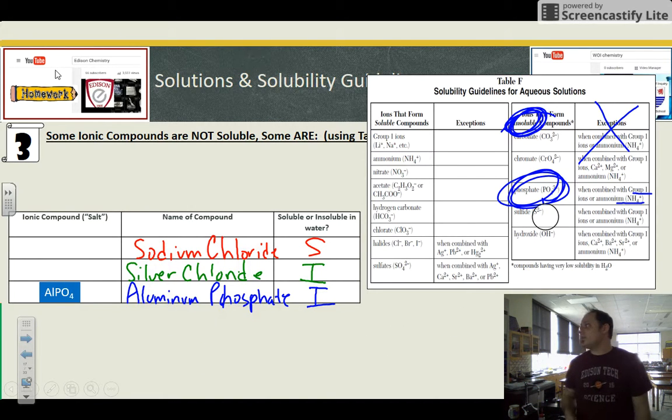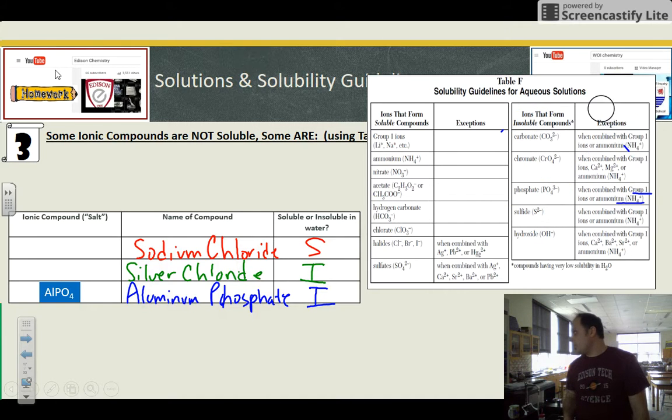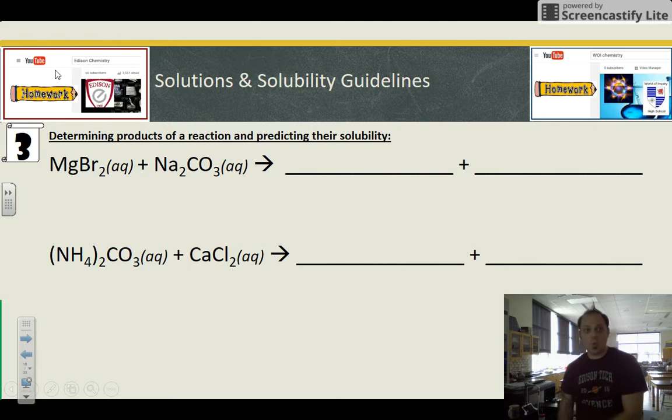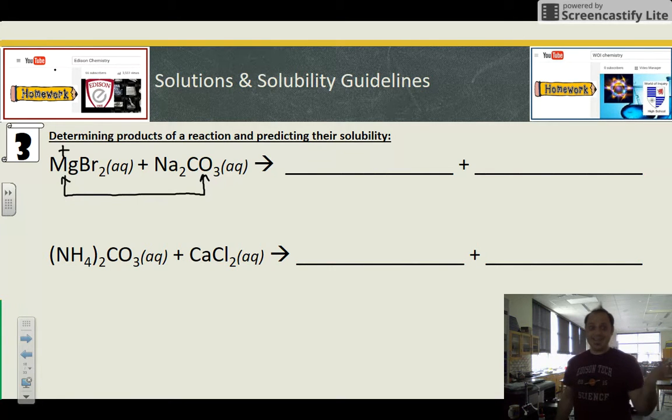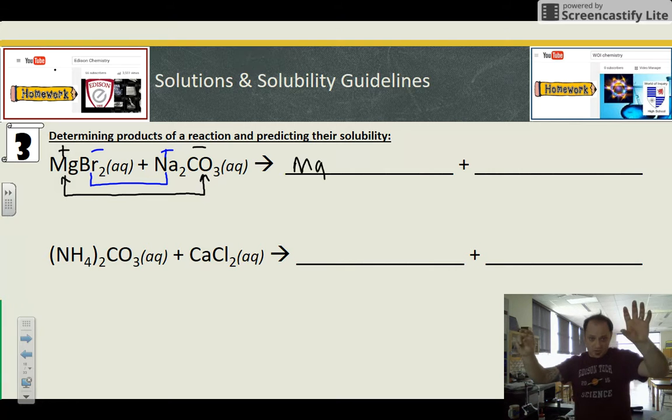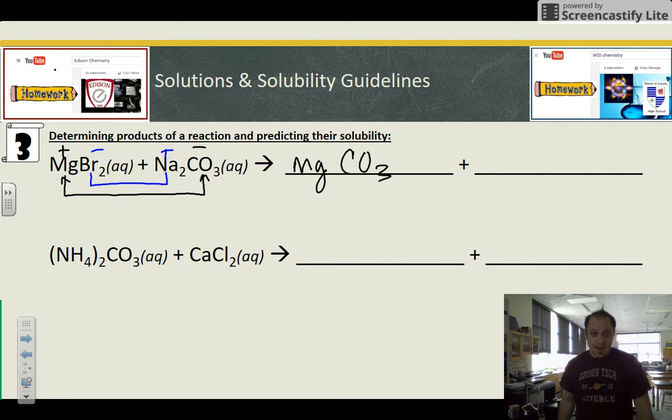Now, the last little bit of this lesson is to do double replacement reactions and predict the solubility of the products. When we're determining the products of a reaction, it's really easy. You take the first metal and put it with the second nonmetal, and you write the new formula, MgCO3. So you see how we're doing brackets, first to last, last to first. So MgCO3 and NaBr. Then all you do is go to chart F and decide which one's soluble and which one's insoluble.